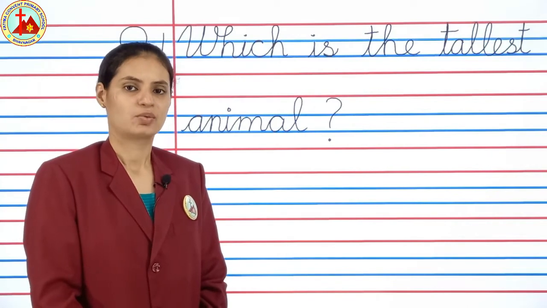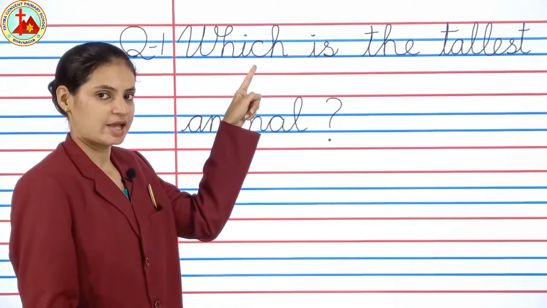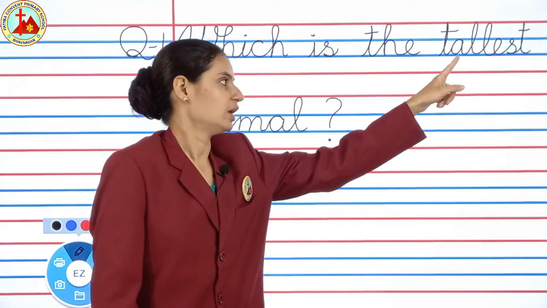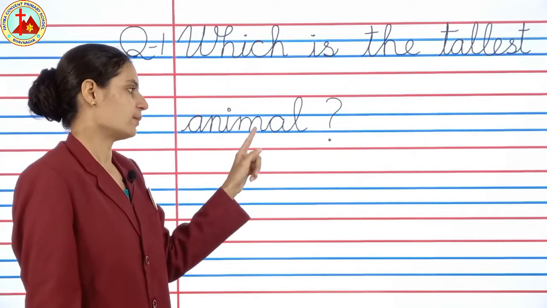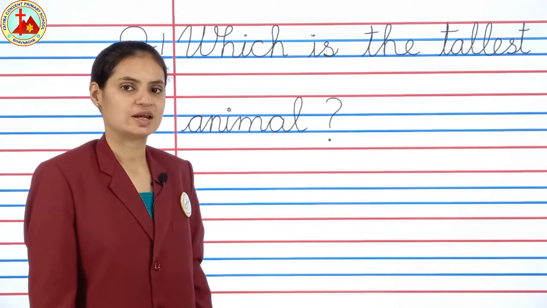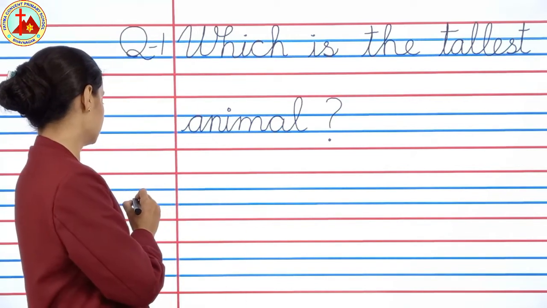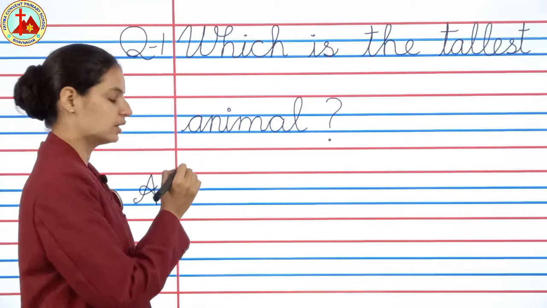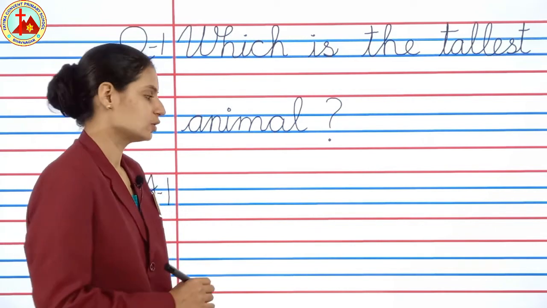Now, we will write question answers. Question number 1 is which is the tallest animal? Which is the tallest animal? Giraffe. Yes, here in the answer we have to write cursive capital A, in the margin you have to write small dash 1. That is answer 1. What is the answer? Giraffe. Giraffe is the tallest animal.